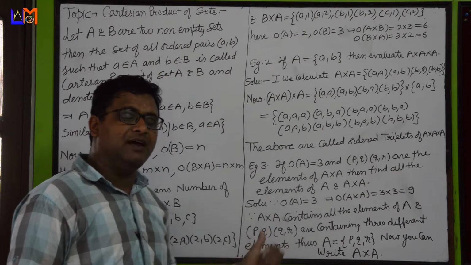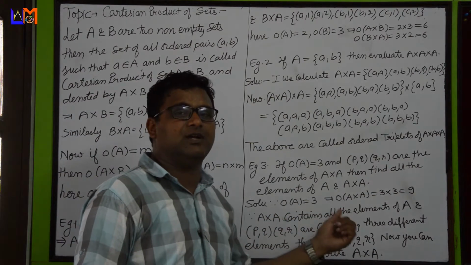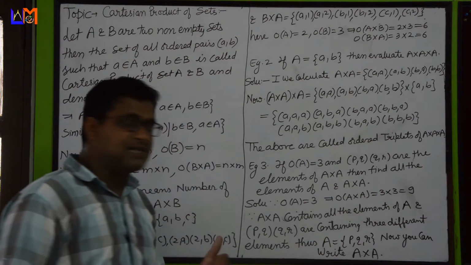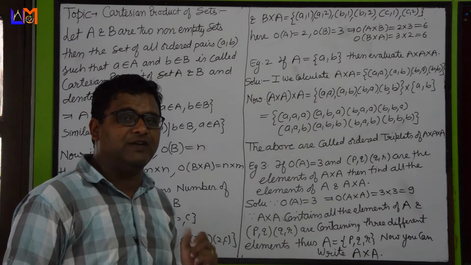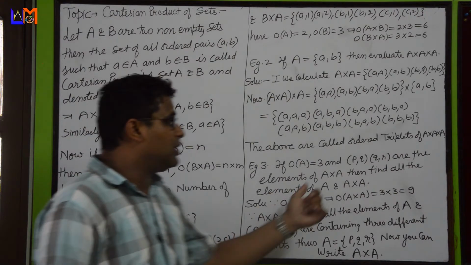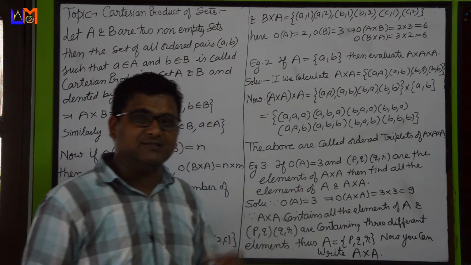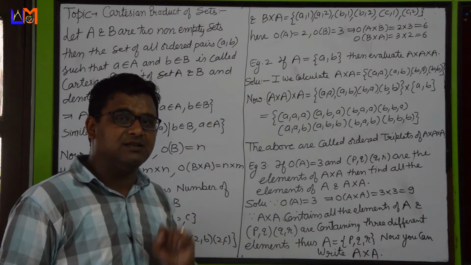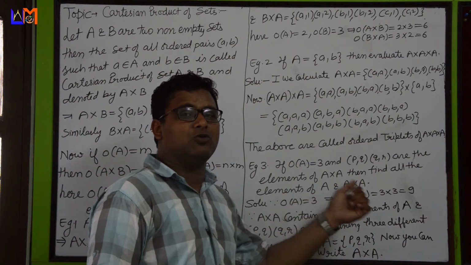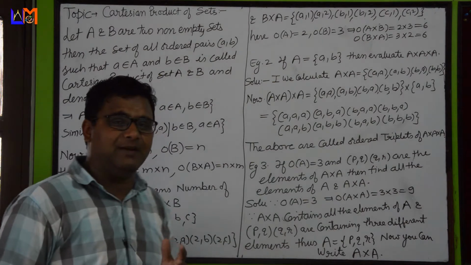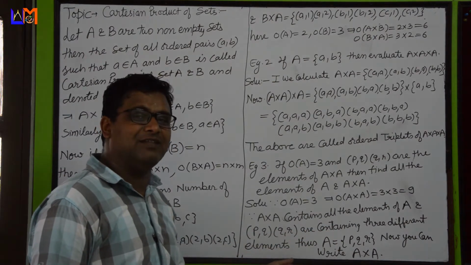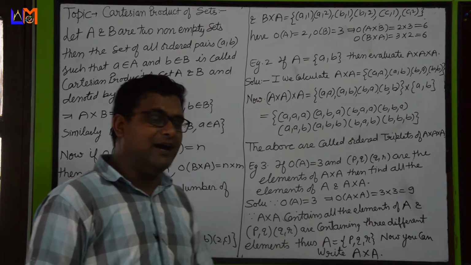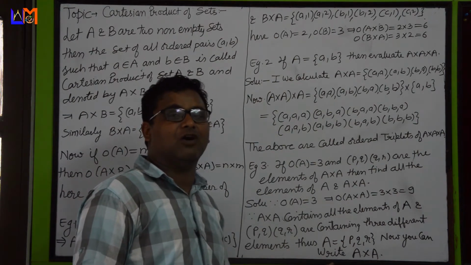How will we do this? See, since order of A is 3, it means order of A cross A is 3 into 3, 9. It means A cross A contains 9 elements, out of which 2 elements are given to us, (P,Q) and (Q,R). And as we know, the order of A is 3 and (P,Q) and (Q,R) contain 3 different elements, P, Q, R. Thus we can say that the set A will have the elements P, Q, R. Now you can calculate A cross A.